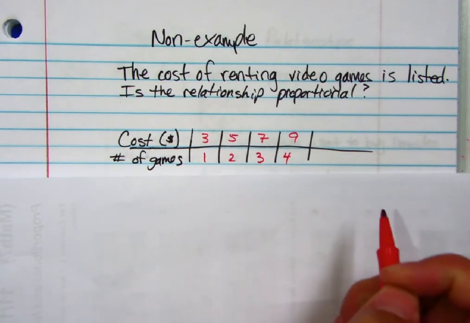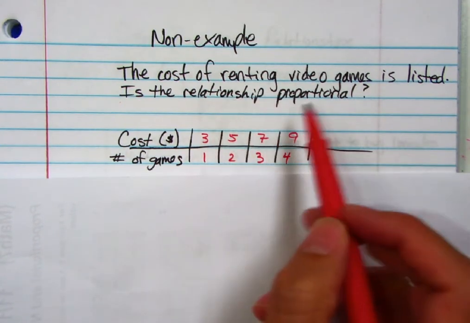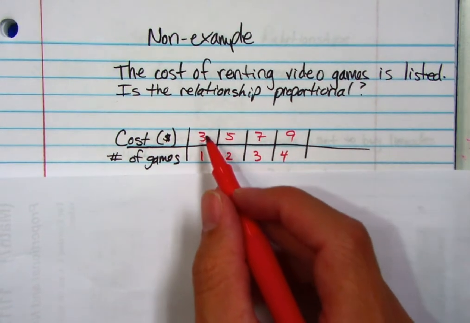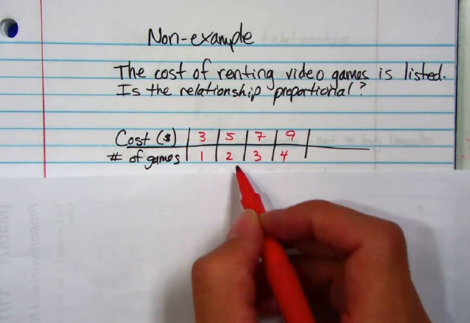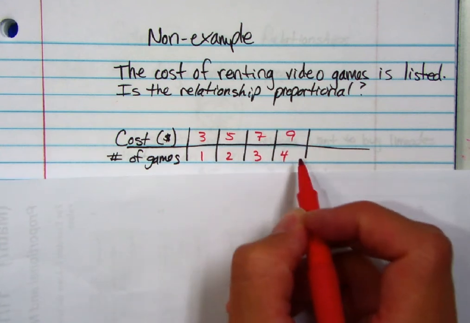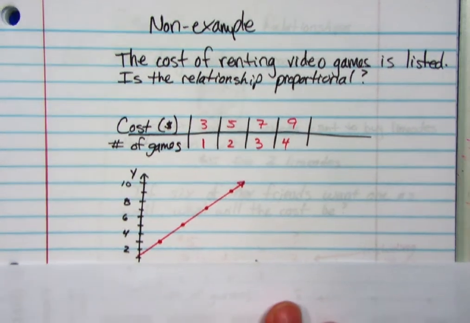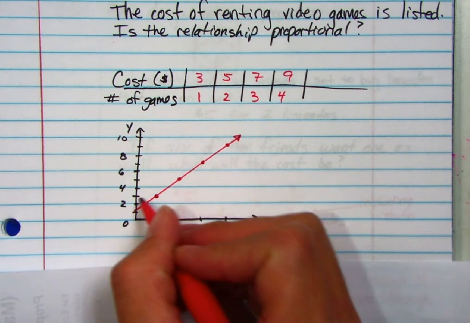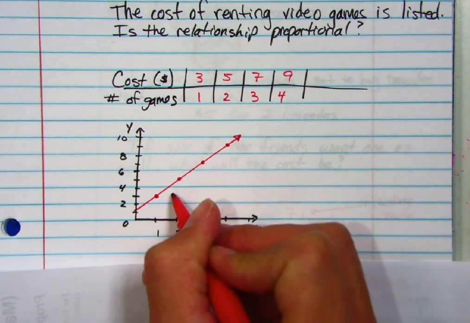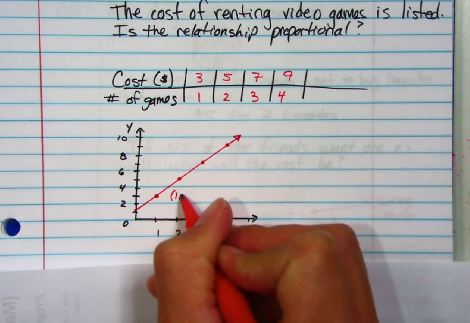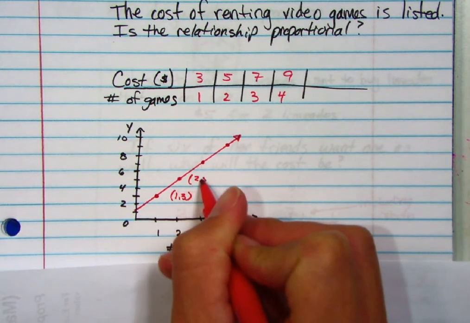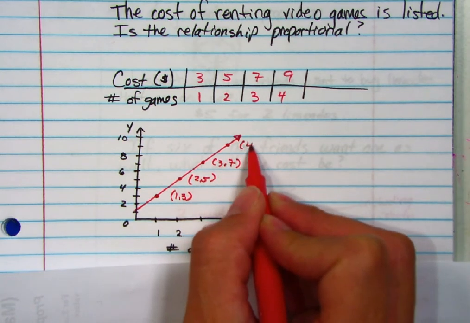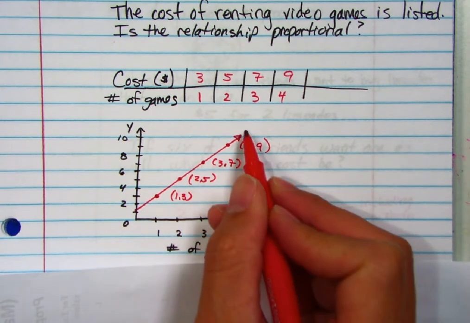Here's a non-example. The cost of renting video games is listed below. Is the relationship proportional? Well, $3 to rent 1 game, $5 to rent 2, $7 to rent 3, and $9 to rent 4. If I actually plot these points, where I use the x-axis as the number of games and the y-axis as the cost, the first point I'd have is (1, 3). The next point is (2, 5), and then (3, 7), and then (4, 9). So they create a straight line.